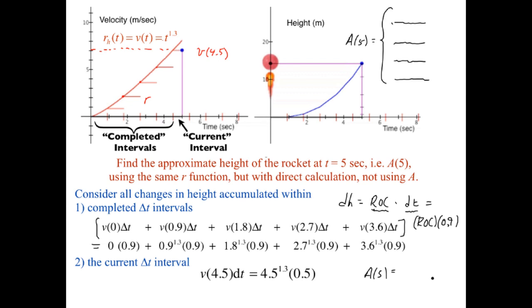The whole thing added up. We're going to add all the accumulation from the completed intervals and then this little more accumulation from the current interval, the V of 4.5 times dt. And that's an important note, that these completed intervals, how we chopped it up to start with, that's our delta t, that's our parameter. What about dt?